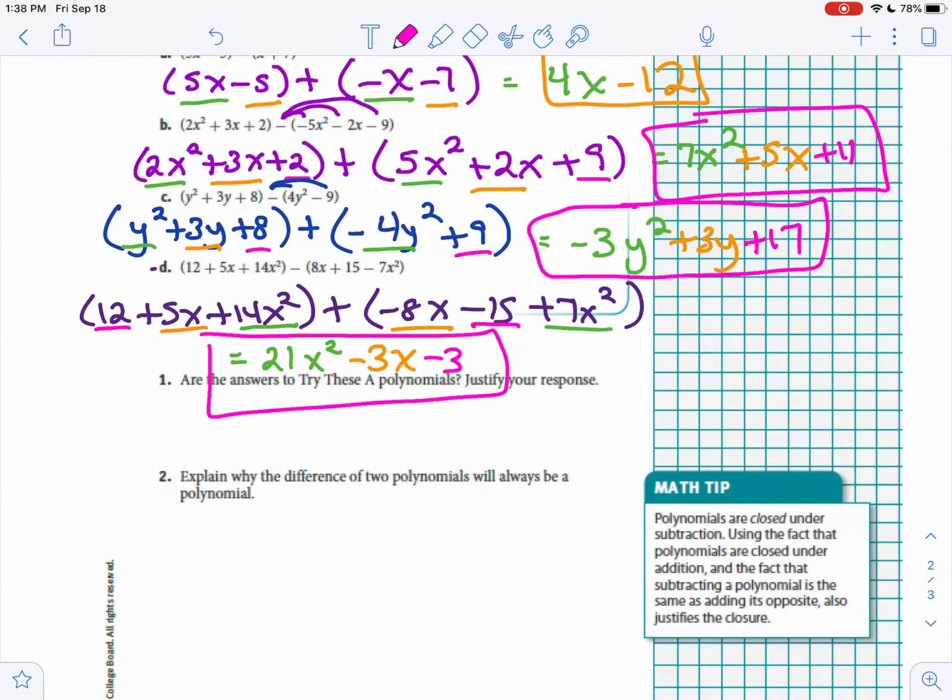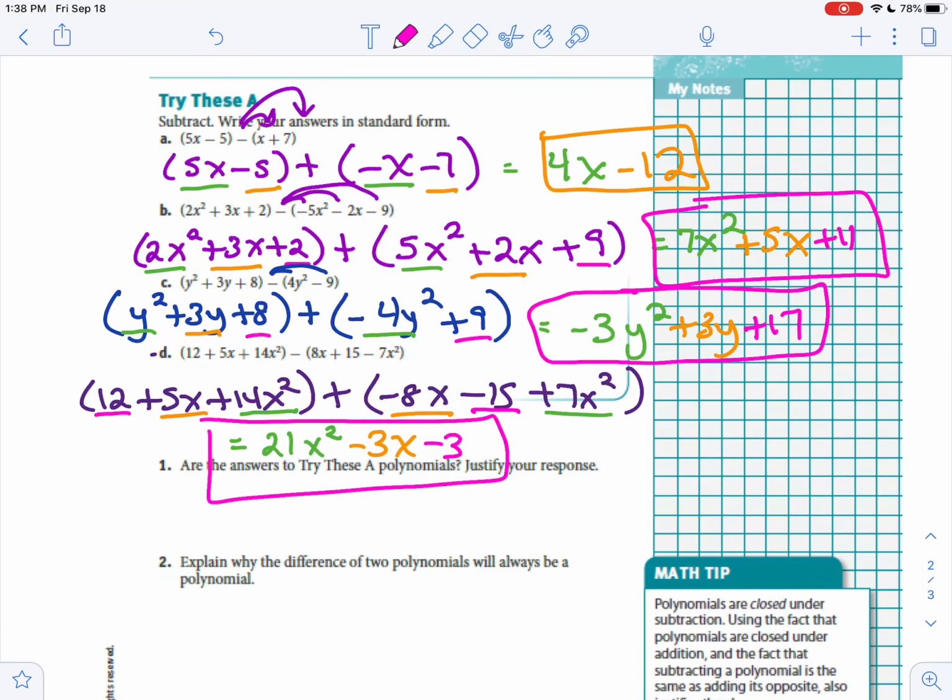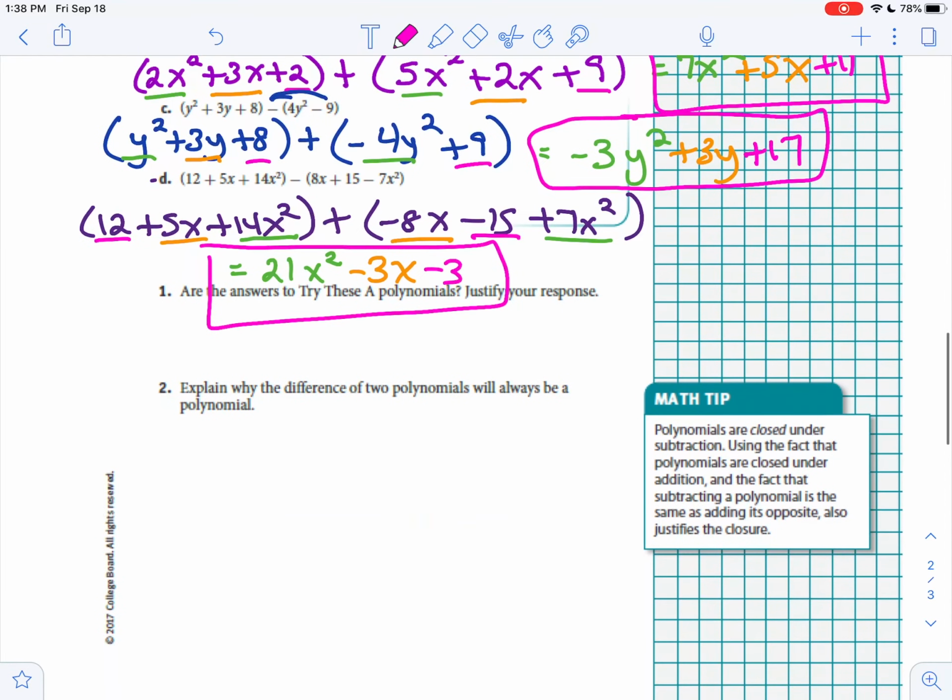The next couple of questions just ask whether the answers are all polynomials. Basically, they want you to see that if you add a polynomial to another polynomial, you're going to get a polynomial. If you subtract a polynomial from another polynomial, you'll still get a polynomial. That's what we call being closed. So polynomials are closed under subtraction. Polynomials are also closed under addition. And really, subtraction is the same as adding the opposite, so we say that they are closed.